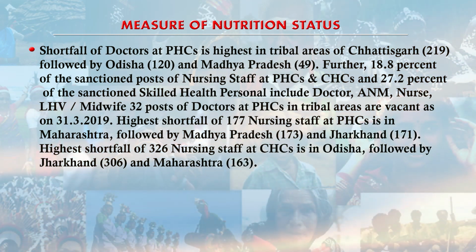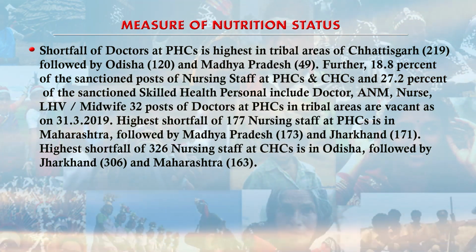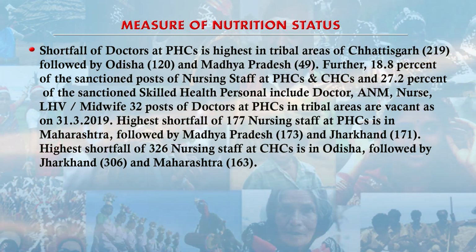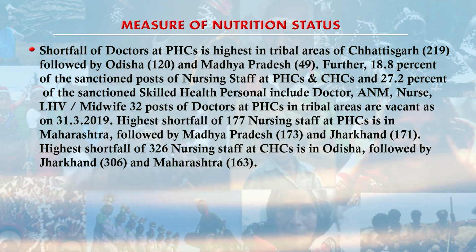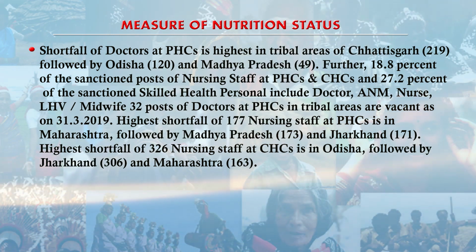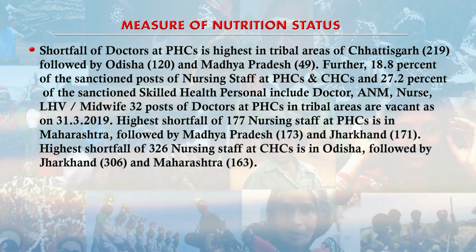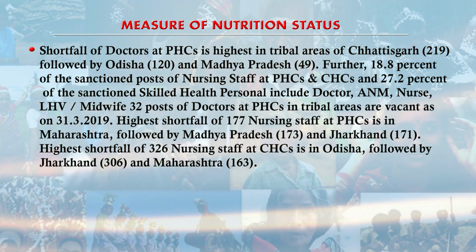Further, 18.8% of the sanctioned posts of nursing staff at PHCs and CHCs and 27.2% of the sanctioned skilled health personnel, which include doctor, ANM, nurse, LHV, midwife, and 32% posts of doctors at PHCs in tribal areas are vacant as on 31/3/2019. The highest shortfall of 177 nursing staff at PHCs is in Maharashtra, followed by Madhya Pradesh and Jharkhand. There is also the highest shortfall of 326 nursing staff at CHCs in Odisha, followed by Jharkhand and Maharashtra.